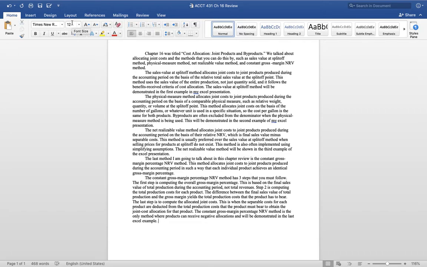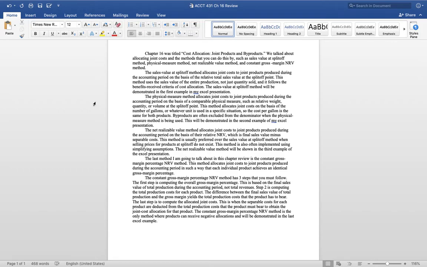The sales value at split-off method allocates joint costs to the joint products produced during the accounting period on the basis of the relative total sales value at split-off point. This method uses the sales value of the entire production, not just the quantity sold, and it follows the benefits received criteria of cost allocation. The sales value at split-off method will be demonstrated in the first example in my Excel presentation.